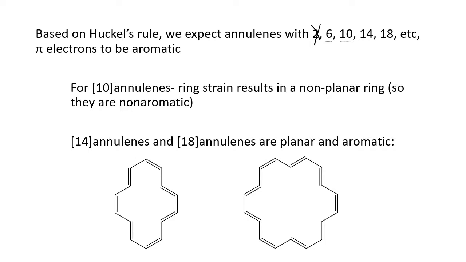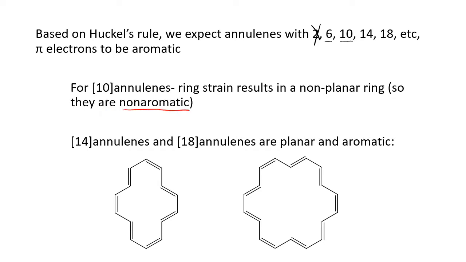So now for [10]-annulenes. [10]-annulenes are actually not planar. There's too much ring strain associated with a [10]-annulene that is going to turn it into more of a bent structure. So as a result, a [10]-annulene is very similar to an [8]-annulene. Because it is not planar, it's going to make it non-aromatic.